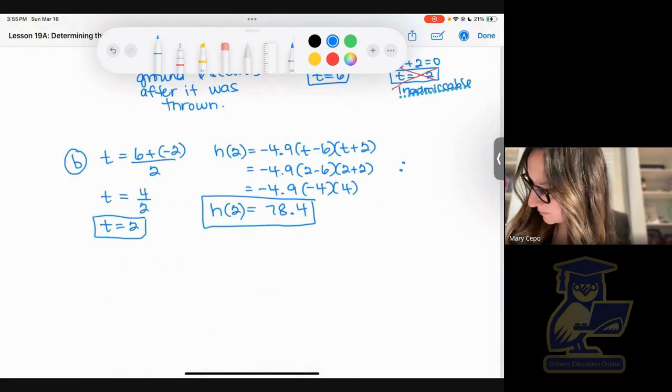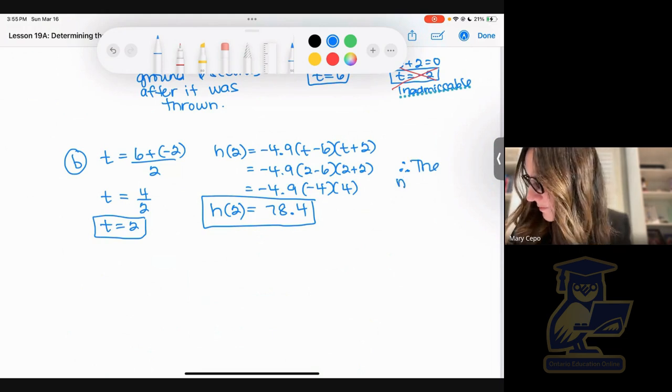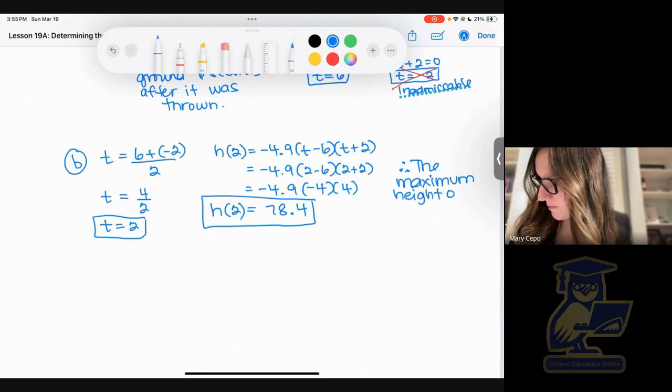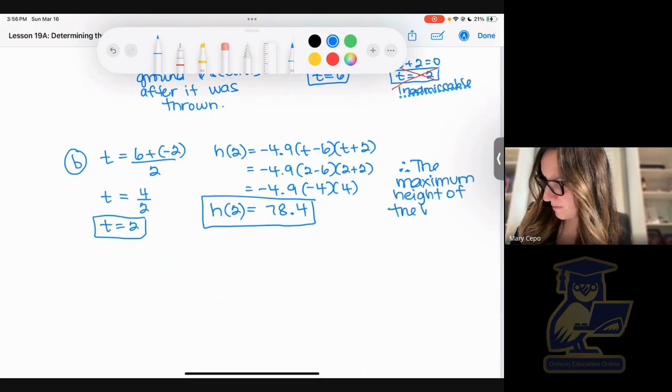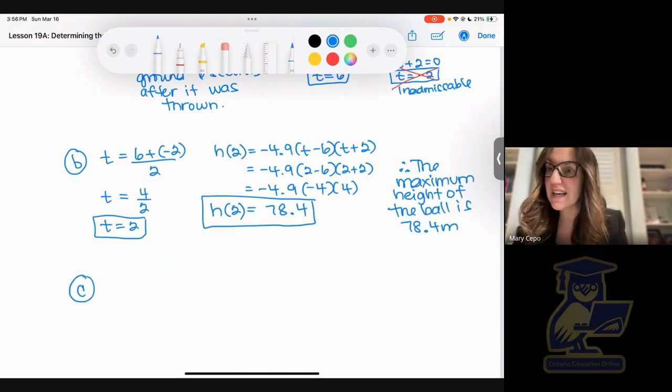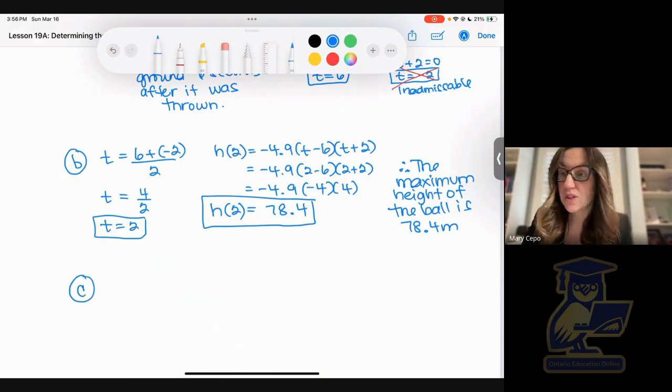Therefore, the maximum height of the ball is 78.4 meters.